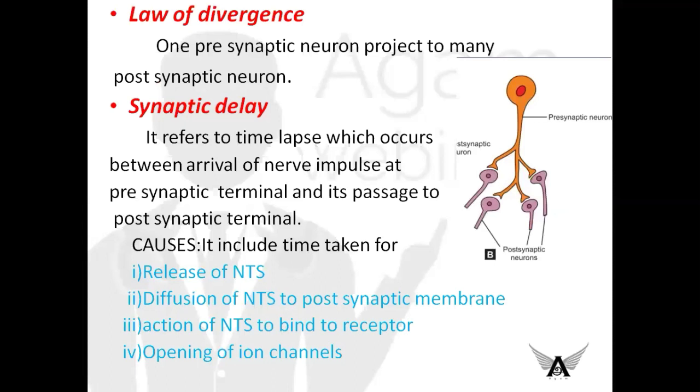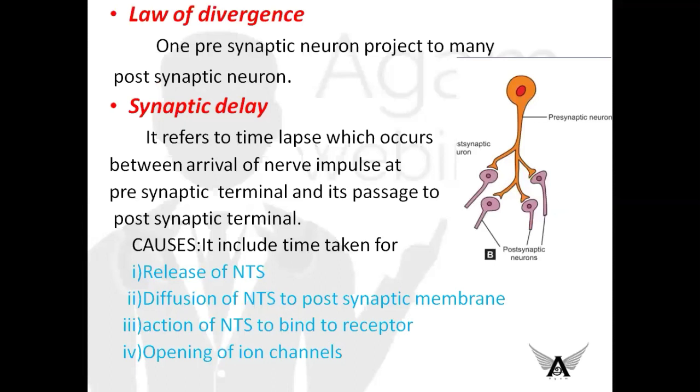Here it refers to the time lapse which occurs between arrival of impulse in the presynaptic neuron and its passage to the postsynaptic terminal, where this time is lost. This time is taken for releasing of neurotransmitter into the synaptic cleft and diffusion of this neurotransmitter to the postsynaptic membrane, and for the neurotransmitter to bind to the receptor and open ion channels. Certain time is lost, and this time lost is called synaptic delay. It is the time lapse between arrival of nerve impulse at the presynaptic membrane and its passage to the postsynaptic terminal.